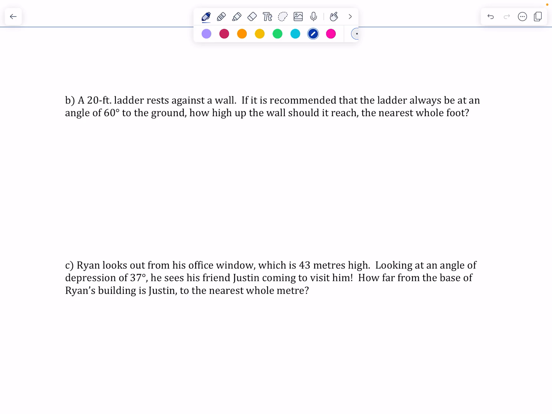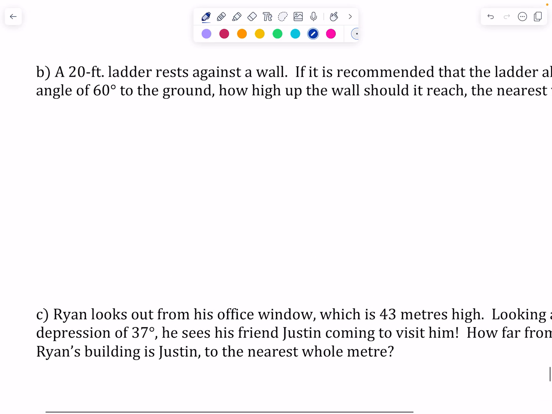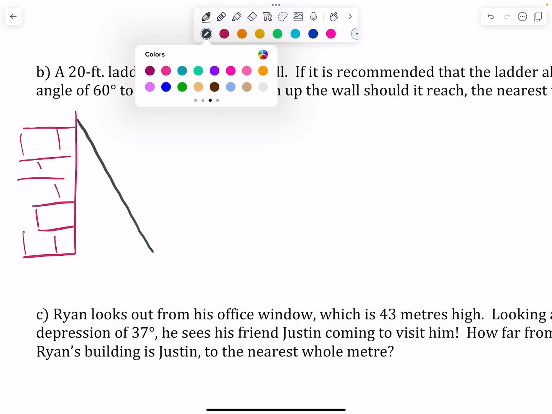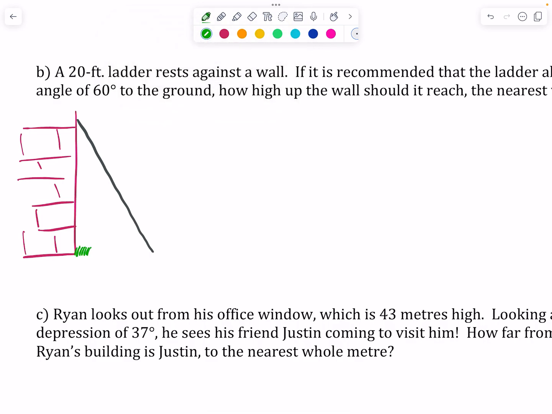All right. A 20-foot ladder is resting against a wall. Here's my nice brick wall. I'm going to have a ladder resting up against it. My ladder is gray. And my lawn, it's not covered in snow. It's nice and grassy.